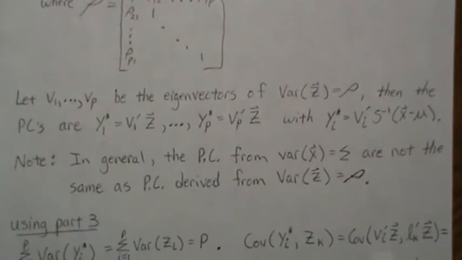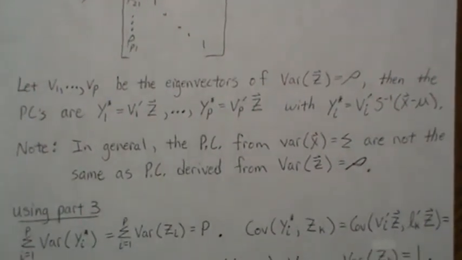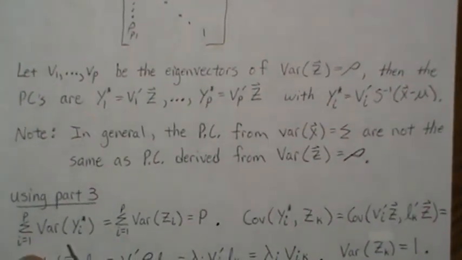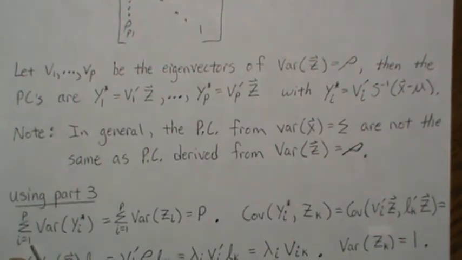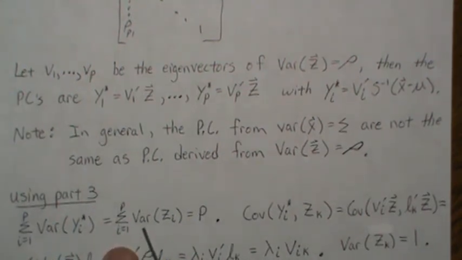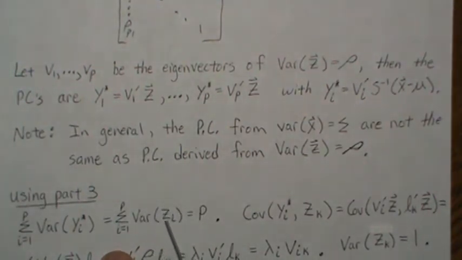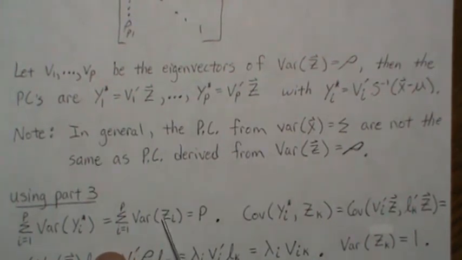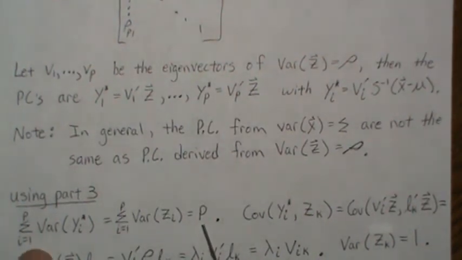Using part 3, we can go through these results. The variance, actually this is the total variance. The sum of the variances of the principal components is equal to the sum of the variances of the Z_i's, which is p. Each one of these has been standardized to have a variance of 1, and then we're summing 1 from 1 to p, so it's p.